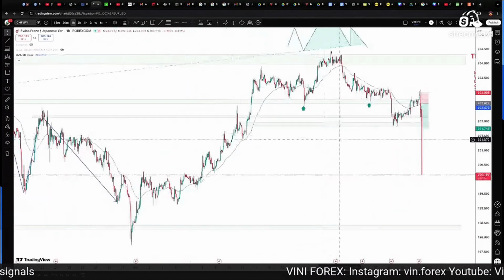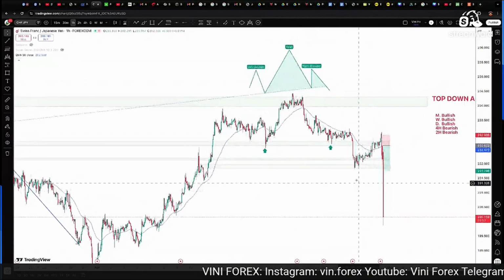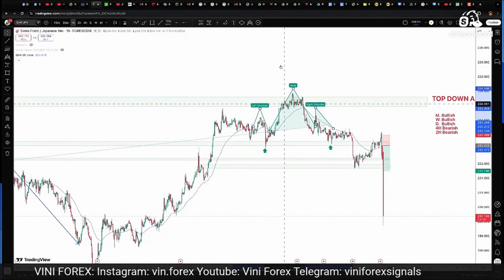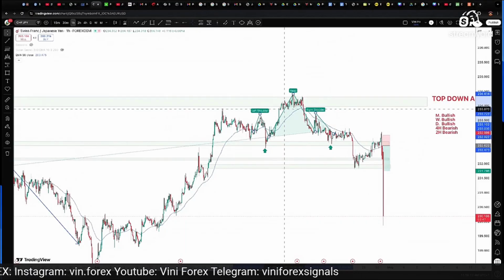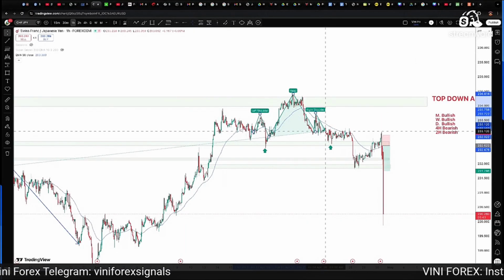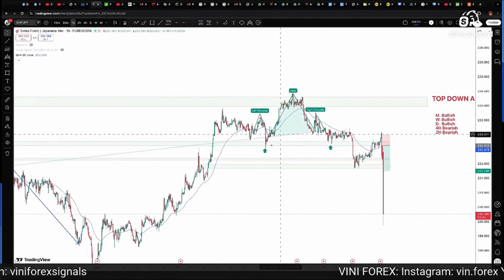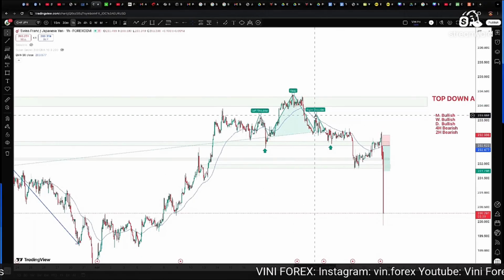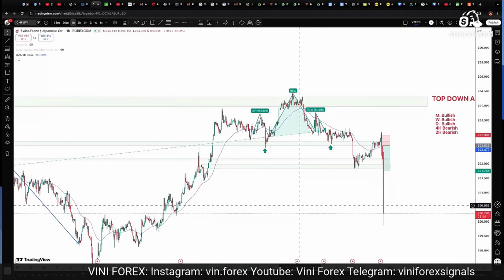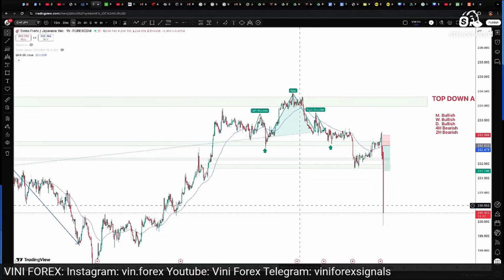Even right here, I was seeing a head and shoulders. My eyes see it, but I did not place it there, because my eyes can see this is the left shoulder, head, right shoulder. Okay, so this is how we made money today.